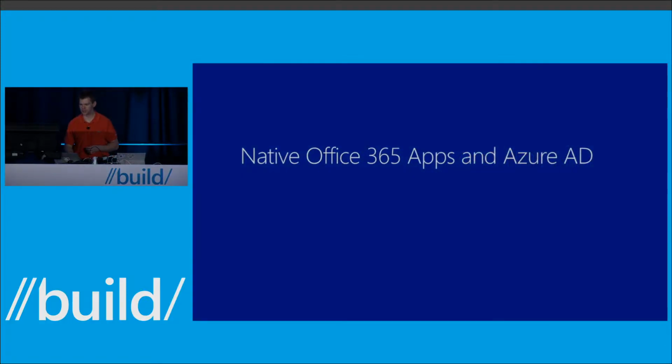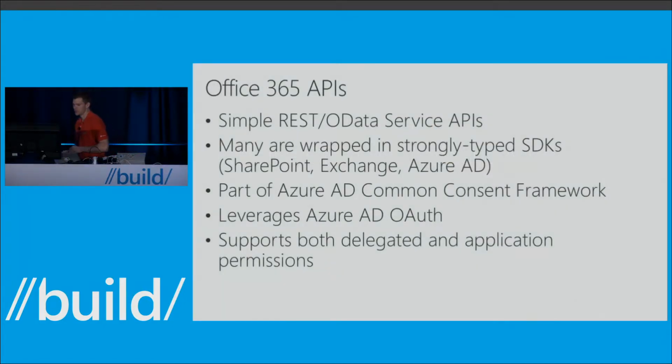Let's talk a little bit about native Office 365 apps and Azure AD. I wanted to start with a level set around our Office 365 APIs, especially for those in the room who might be new to this. First of all, we have standardized on providing a comprehensive set of APIs that follow technology standards. They are delivered via REST and OData and secured using OAuth.